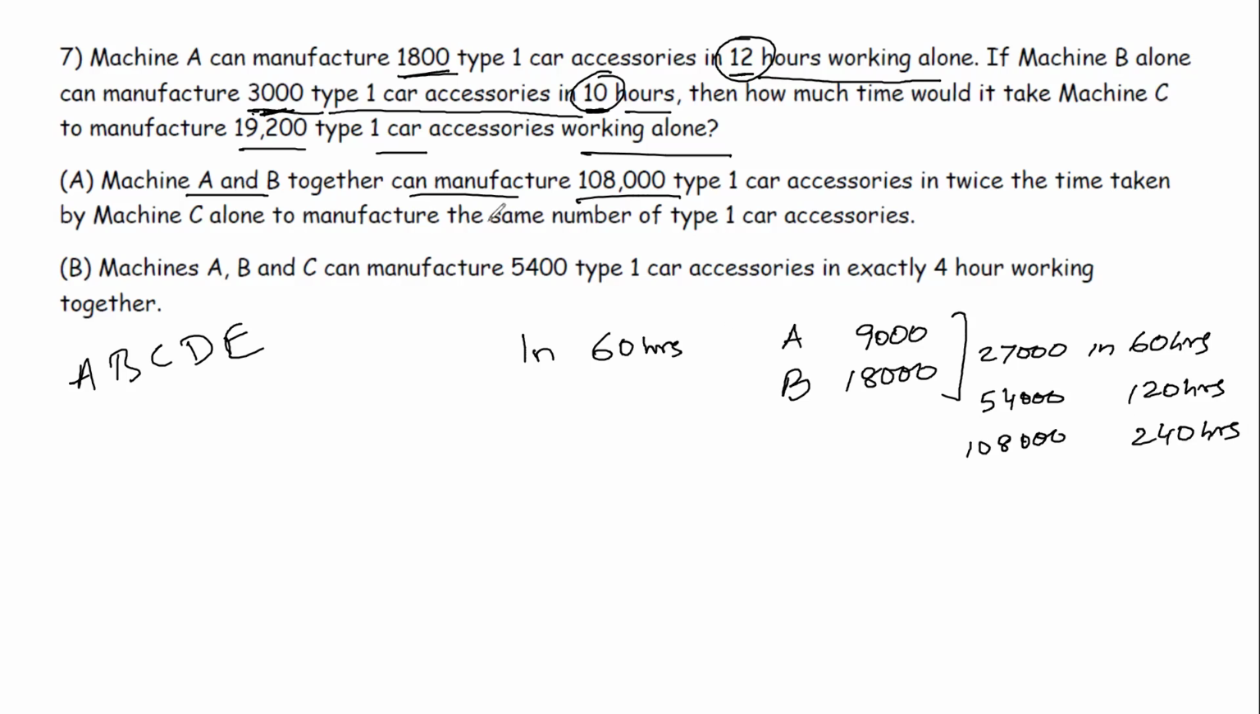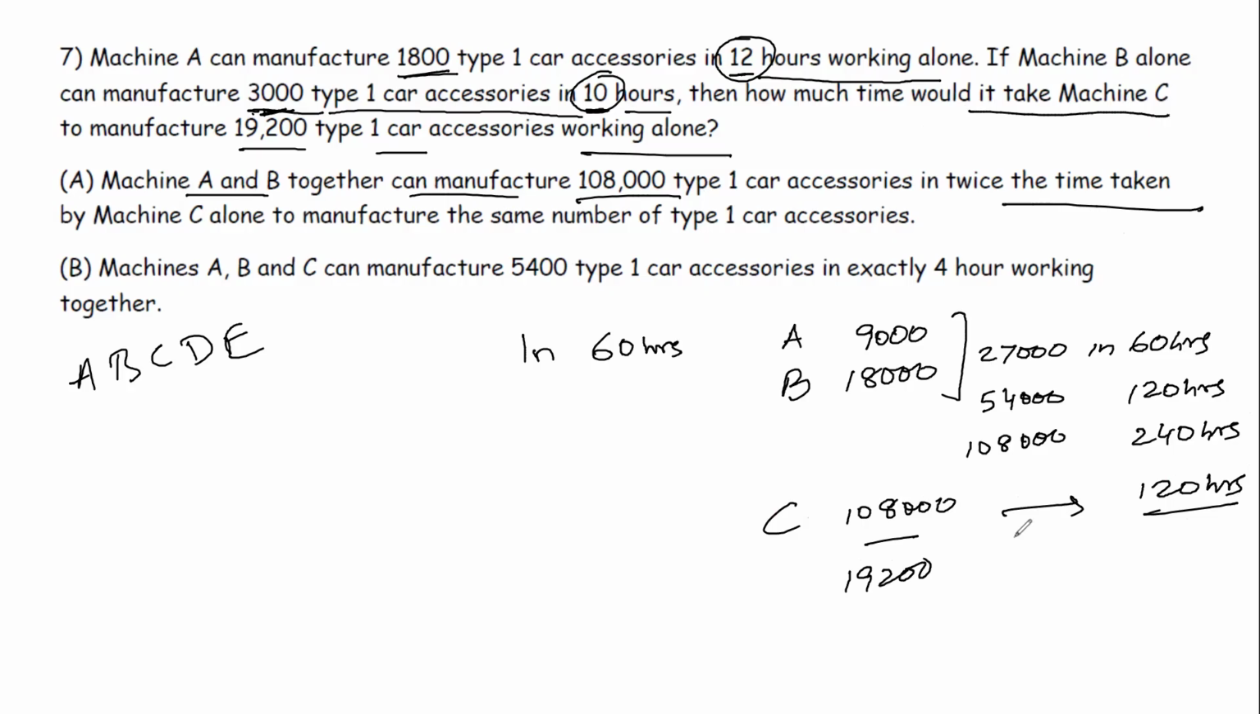Machine A and B together can manufacture 108,000 Type 1 car accessories in twice the time taken by machine C alone. Therefore, C alone would do 108,000 in 120 hours, right? Correct. And once we know this, that 108,000 in 120 hours, and we need to find how much time it would take machine C to manufacture 19,200, we can use the unitary method and get to the answer like this.